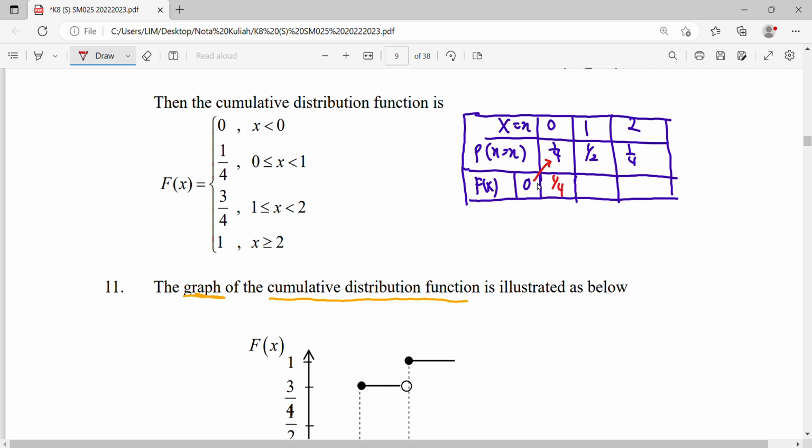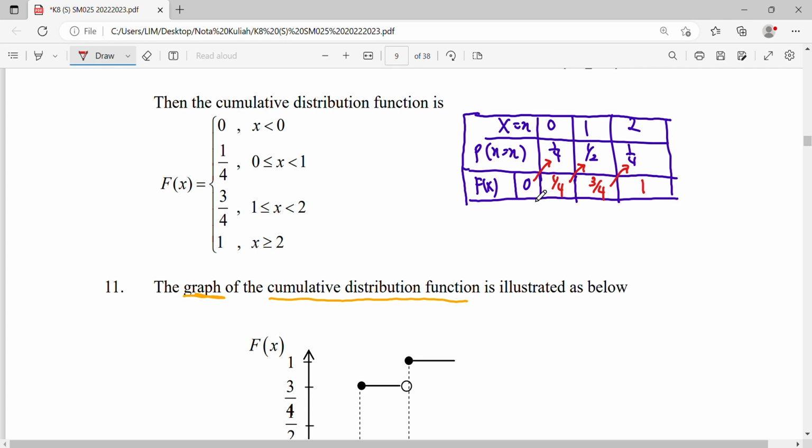So we add up the second probability. We add up 1/4 plus 1/2. We get 3/4. Then we add up. Lastly, you must get 1 because probability in total you will be having 1. Maximum is 1. So this is our cumulative distribution function.